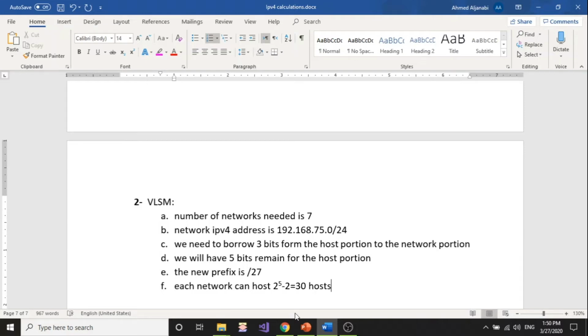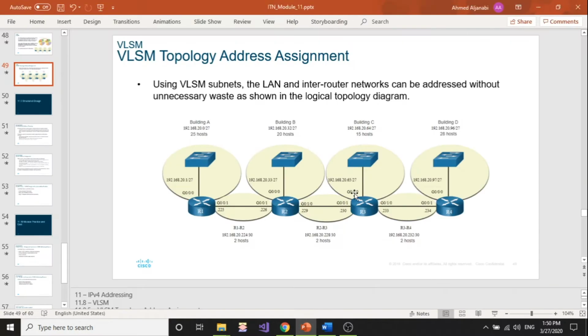Now I'm going to take you to the graph again. What does that mean? Basically, this switch here could be connected to 30 devices, 30 devices, 30 devices, 30 devices. Those are the 4 networks. And the same thing applies here.